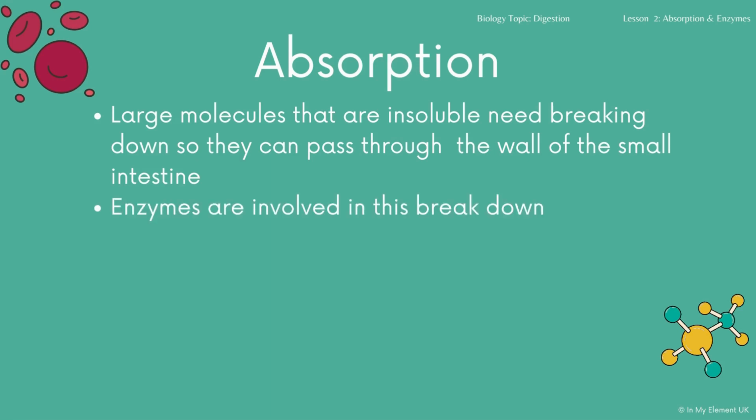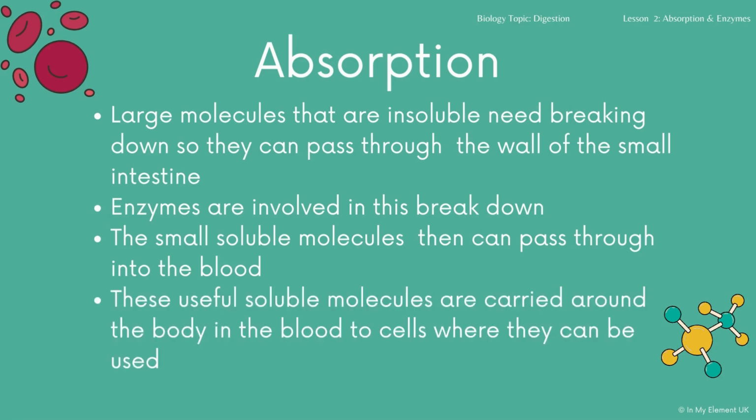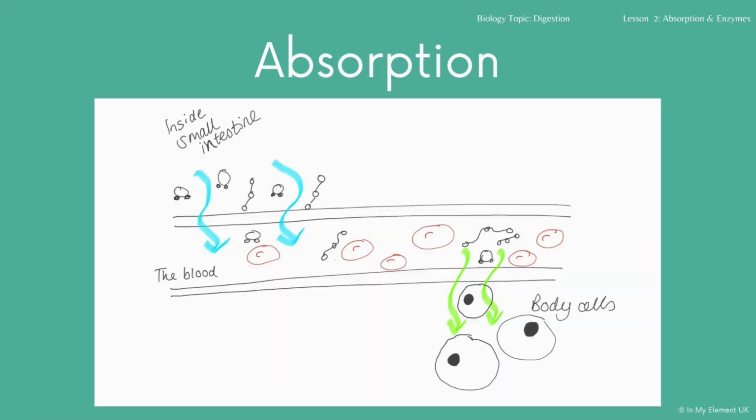Now, enzymes play a role in this, okay, because they help break the substances down, and they do this in a particular way. And then what happens is once we've got these small soluble molecules, they can then pass through the wall of the small intestine into the blood and be carried to where they're needed. Okay, and where they can also be used. This image here shows the idea of absorption.